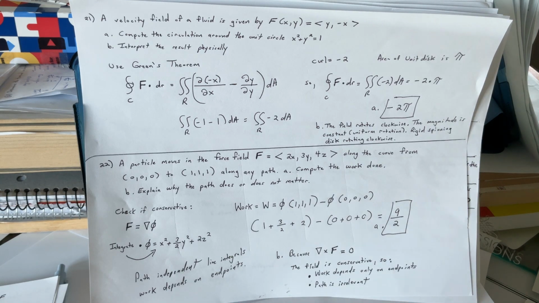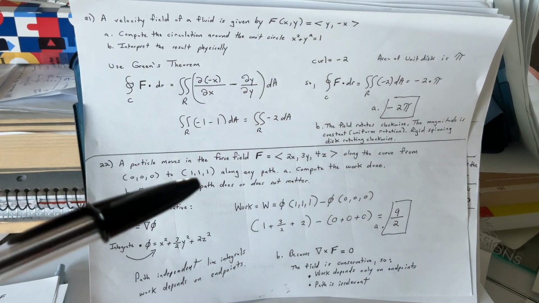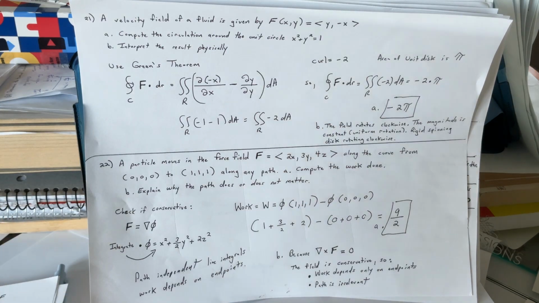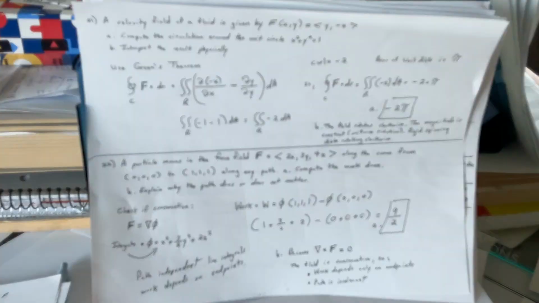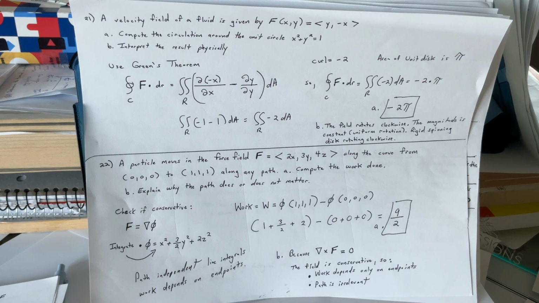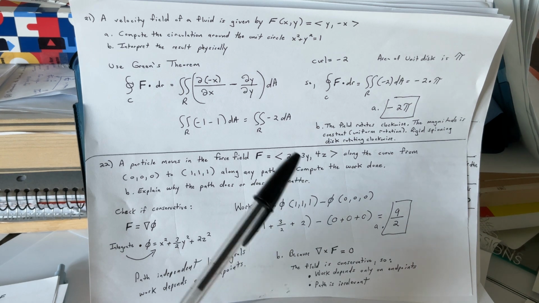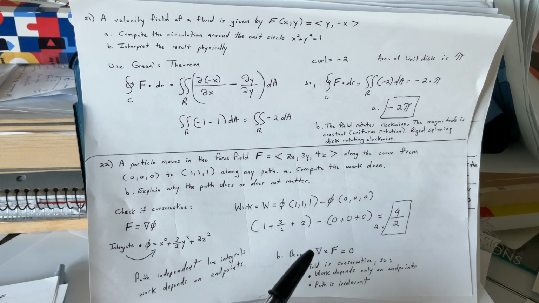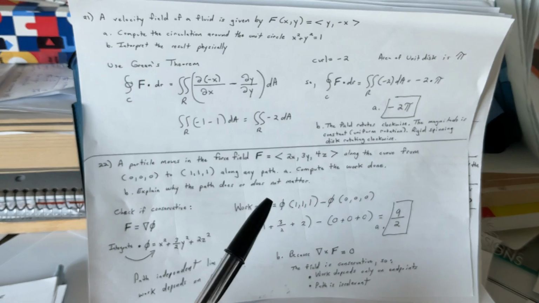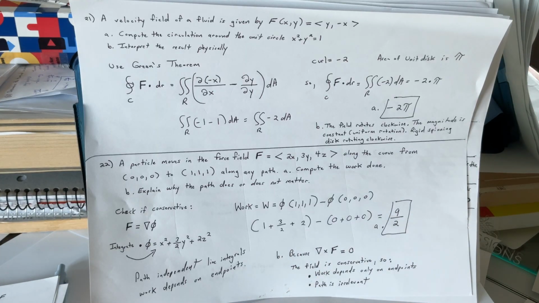Part B is recognizing what this is. Explain why the path does or does not matter. So this is more of a conceptual portion. It requires you to read the textbook and the notes. In this situation, if you were to take the cross product of del and F, if you go back and do that, it'll yield 0. And as a result, we could say the field is conservative.